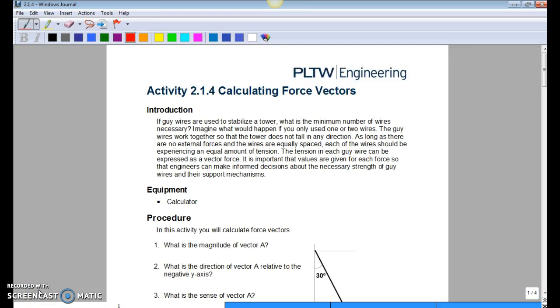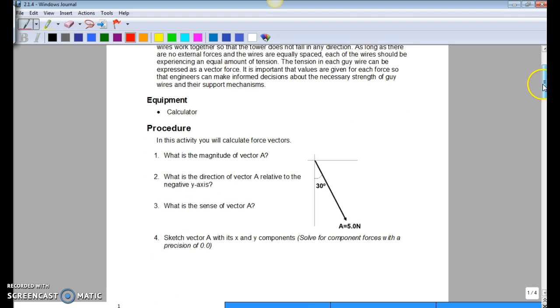All right, let's go through activity 2.1.4, calculating force vectors. First question, pretty simple. What's the magnitude of vector A? Well, that's right here. A equals 5 newtons. So we just simply write 5 newtons.